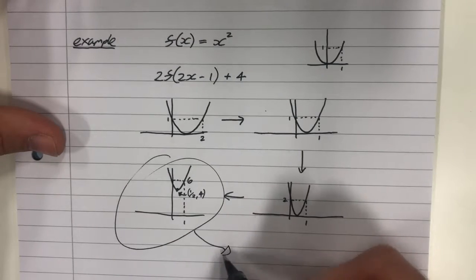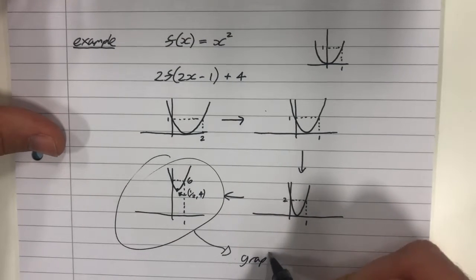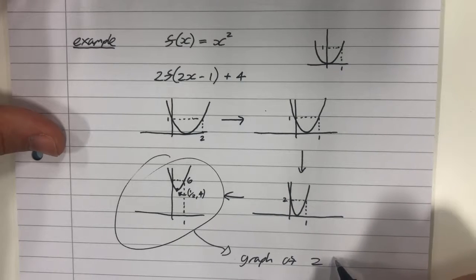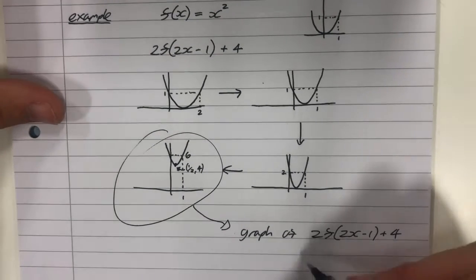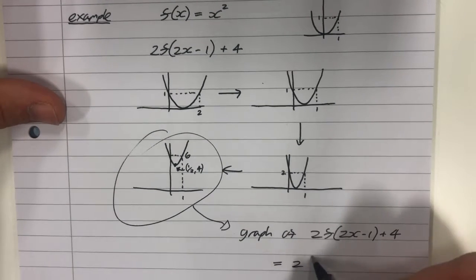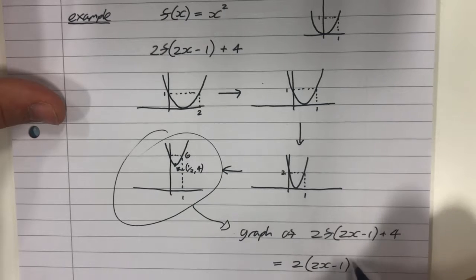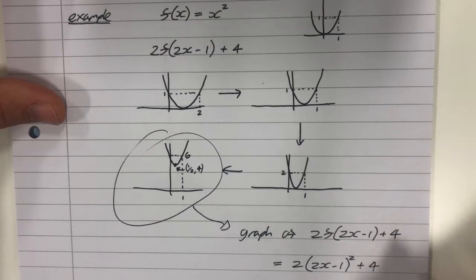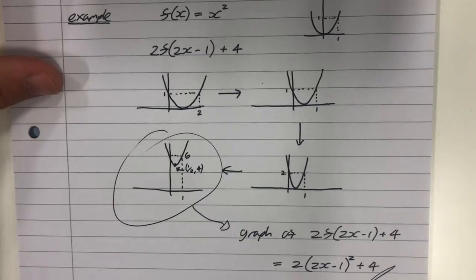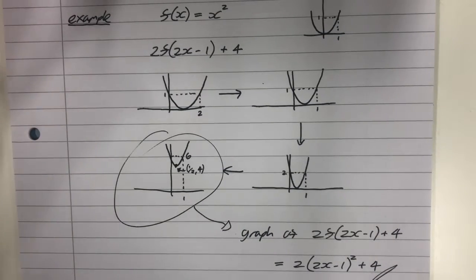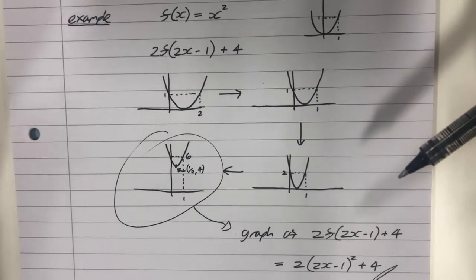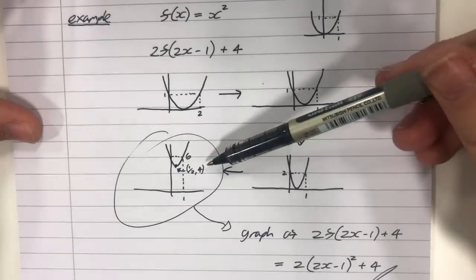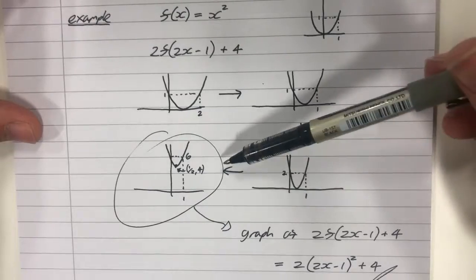That's the graph of 2f of 2x minus 1 plus 4, which in this case, because of our definition of f, is equal to 2 into 2x minus 1 squared plus 4. Okay, and that looks like completed square form, which it is. And if you wanted to, you could multiply all the brackets and get to ax squared plus bx plus c if you wanted to. But there's no need. Okay.